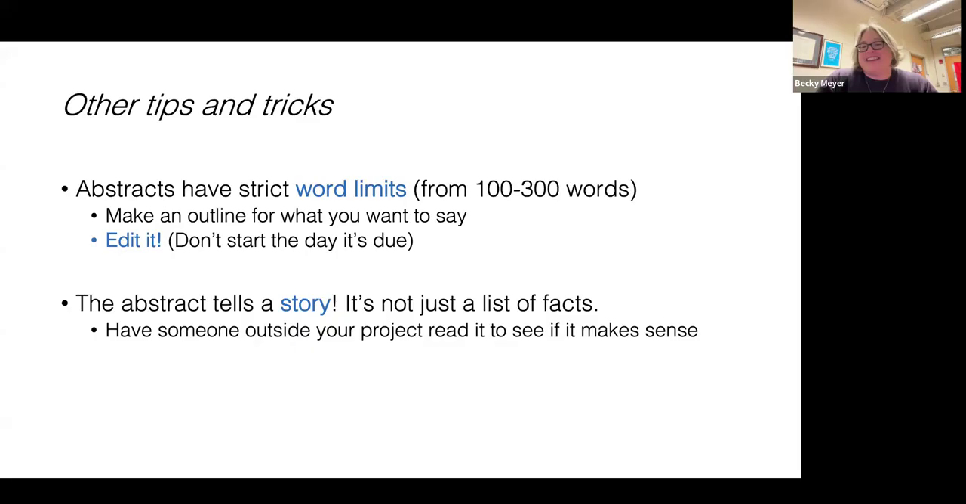And the other piece, which is important but sometimes not intuitive, is that the abstract itself actually does tell a story. I've been listing it out as a series of questions and facts that you're going to tell us, but a good abstract is more than just a list of facts. That's where you start, but you should absolutely be thinking about how you link information together.